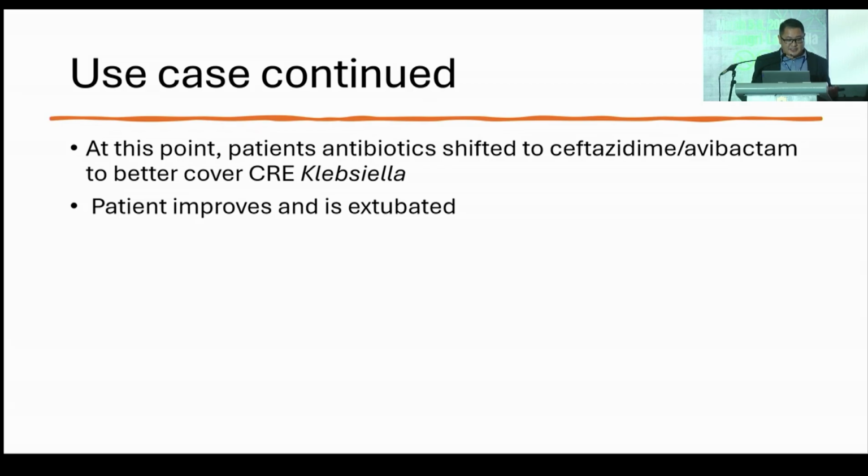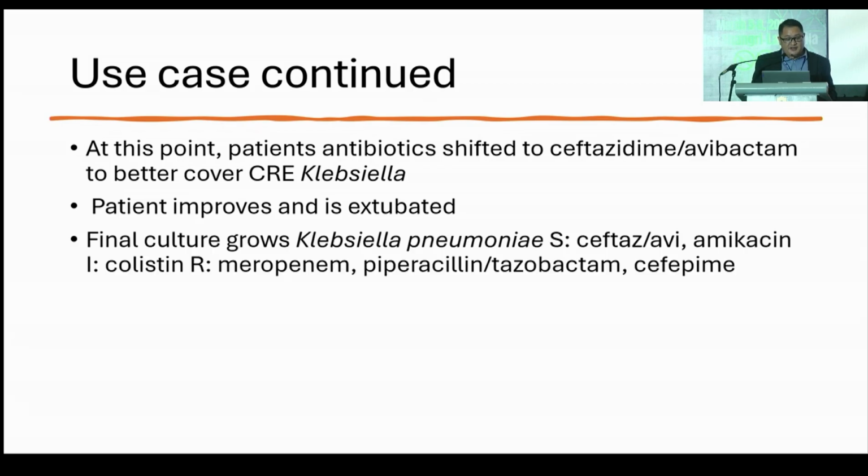So the patient improves and is extubated. Final culture grows Klebsiella pneumoniae, which is susceptible to ceftaz-avi and amikacin. I would not advise using amikacin here because aside from the fact it's a very resistant organism, amikacin only gets about 30% of your levels in the lungs, so it's not ideal. Intermediate to colistin, resistant to meropenem, piperacillin-tazobactam, and cefepime.